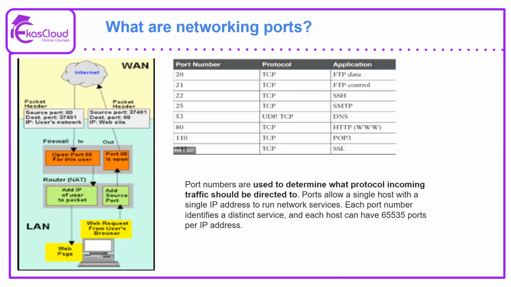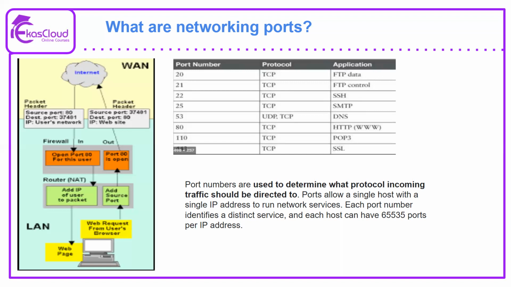So what are port numbers? Port numbers are used to determine what protocol incoming traffic should be directed to. Ports allow a single host with a single IP address to run network services. Each port number identifies a distinct service, and each host can have 65,535 ports per IP address. As you can see in the picture, we have an end user PC who is going to hit a web request on the browser.